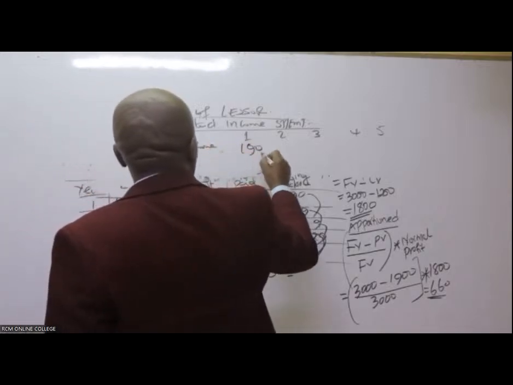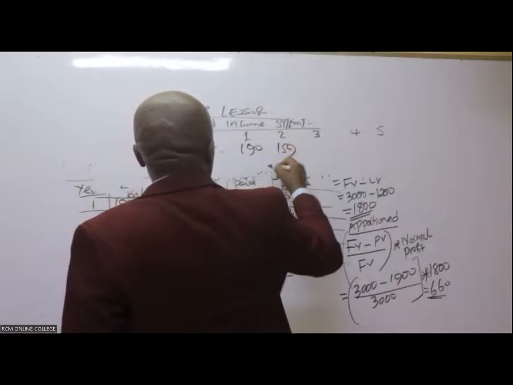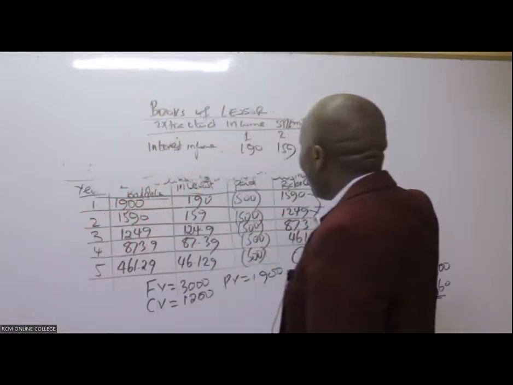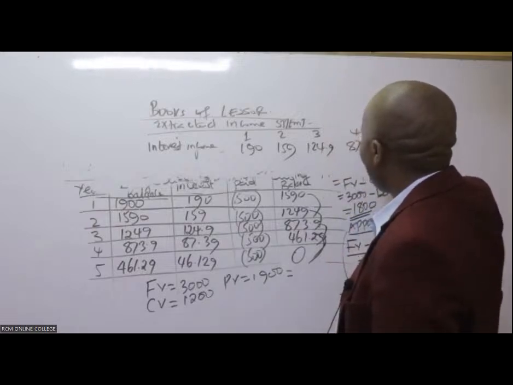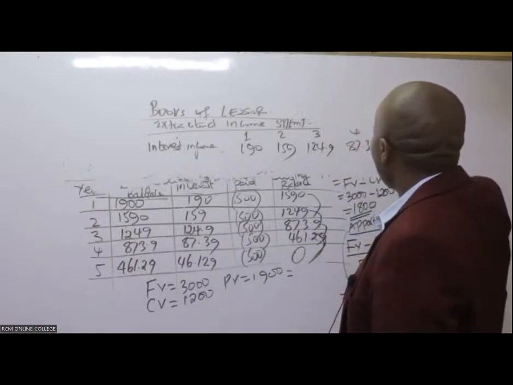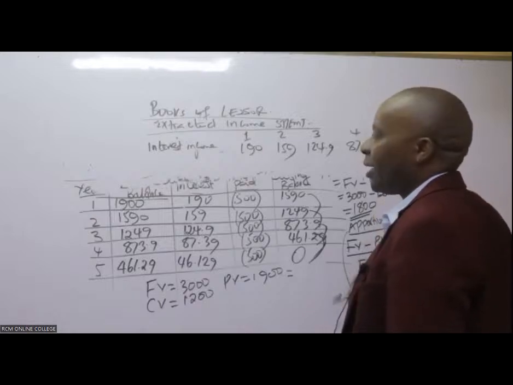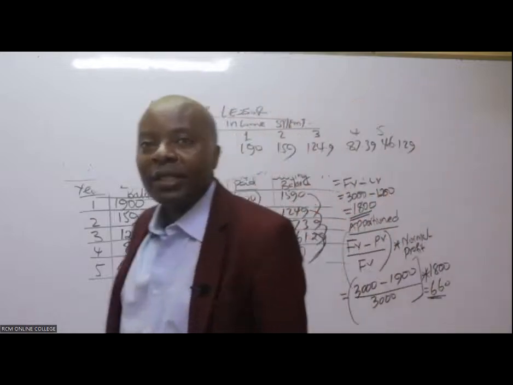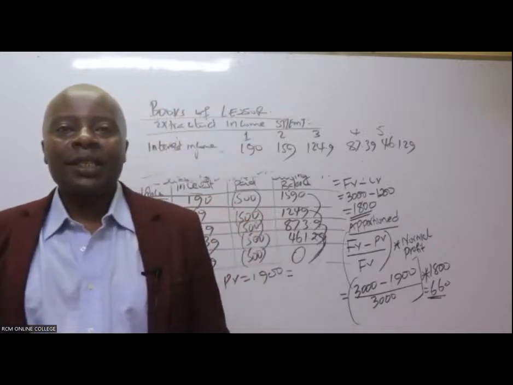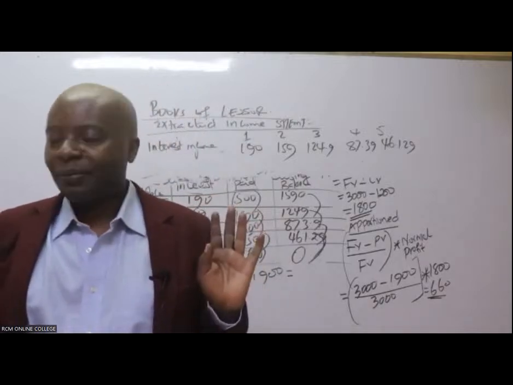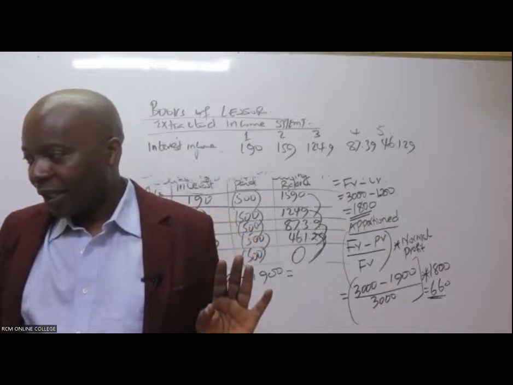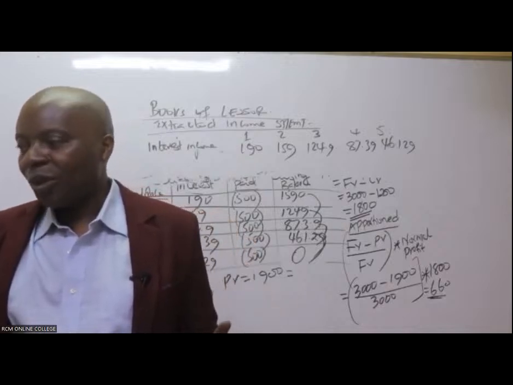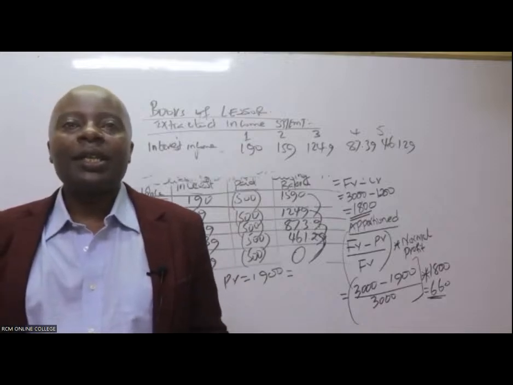So we have 190, we have 159, we have 124.9, we have 87.39, we have 46.129. Is there any other thing you will recognize in the income statement? Before I go back to David's question. Nothing, right? So in this case, go ahead and give us an extracted balance sheet.